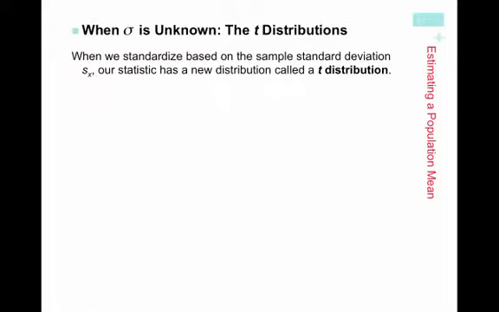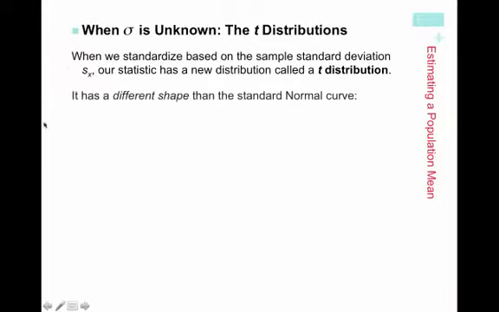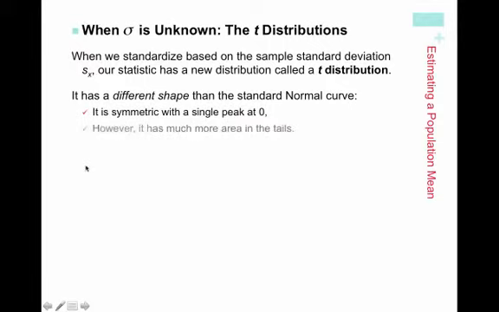T as in tiger. When we standardize based on the sample standard deviation, that is when we don't know sigma, the population standard deviation, our statistic will follow a t distribution. In some texts and some statistics classes, this is called a student t distribution. It has a slightly different shape than the normal curve. It's symmetric with a single peak at 0. That's sort of the same. However, it has much more area in the tails.